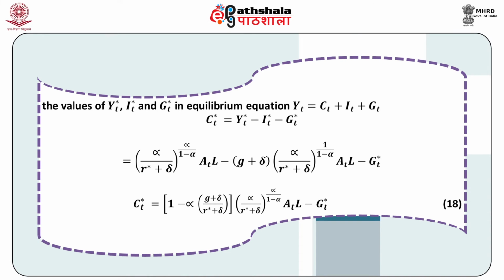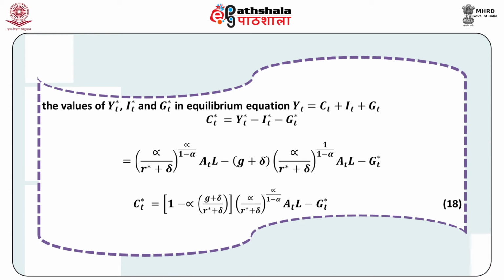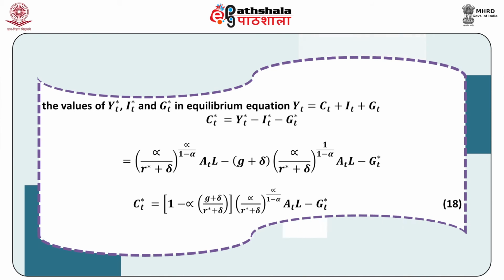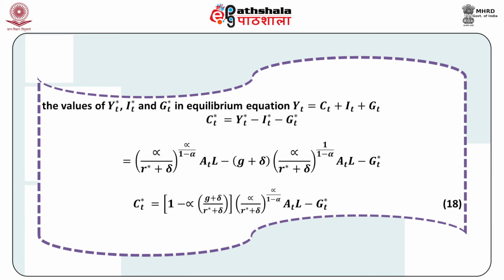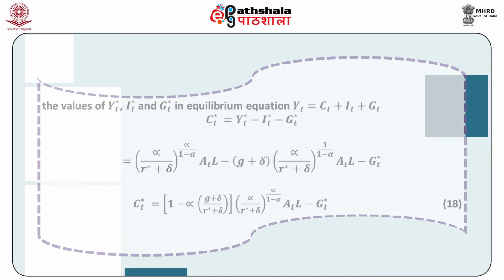C_t star is equal to 1 minus alpha multiplied with the ratio of (g plus delta) and (r star plus delta). This component is to be multiplied with alpha divided by (r star plus delta) raised to power alpha divided by 1 minus alpha, and A_t into L minus G_t star.